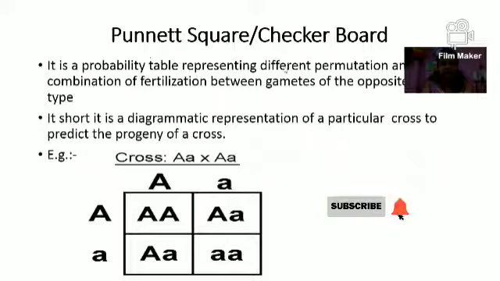Table presenting the different mutation and the combination of fertilization between the gametes of the opposite types. So here, in short, it is a diagrammatic representation of the particular cross, to predict the progeny of the cross.